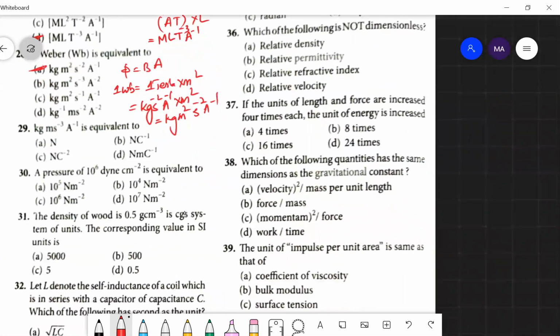29. kg meter second inverse cube A power minus 1 is equivalent to, I hope you can write this one better, kg meter second inverse cube, which will be equal to how much for me? Newton per coulomb. You can just cross check it.